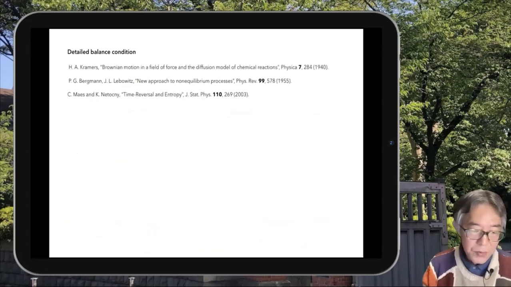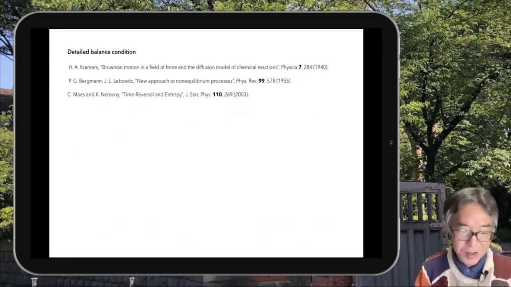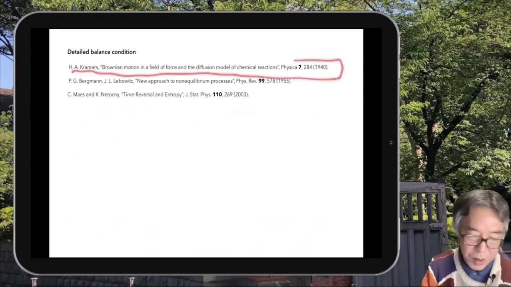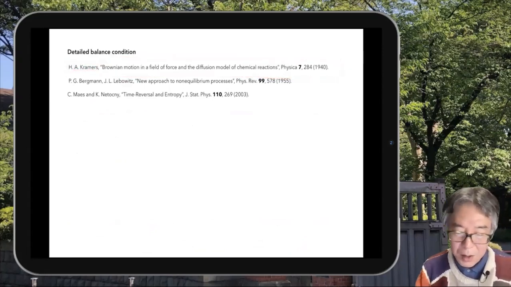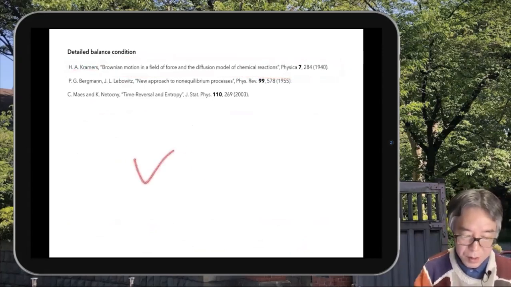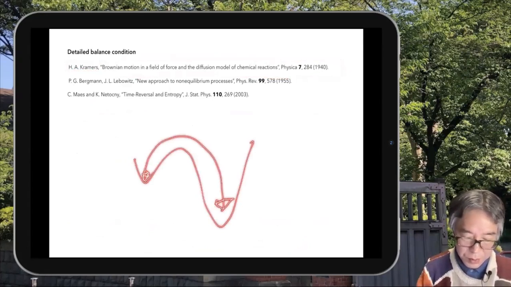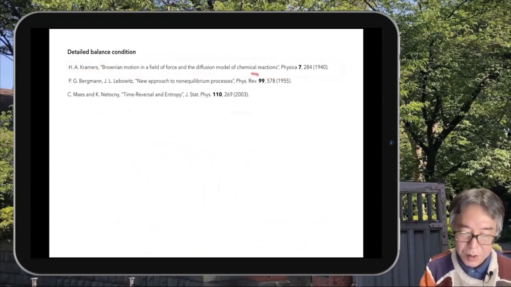Okay, and as for the detailed balance condition, again, this has a long history. First of all, Kramers is a very important physicist. He has done many important things. And the consideration that I gave about this Brownian particle going above this potential wall was discussed by Kramers as a model of chemical reaction back in 1940.